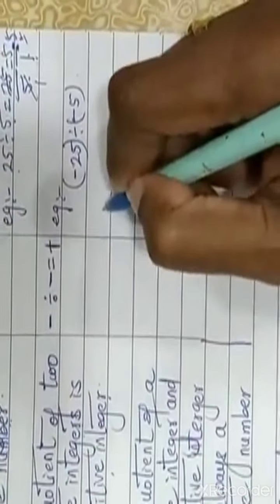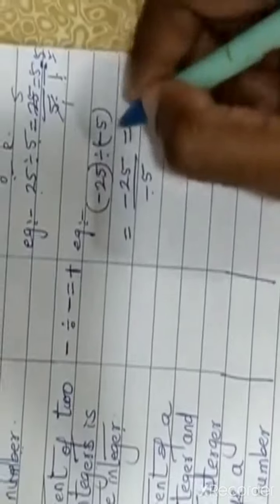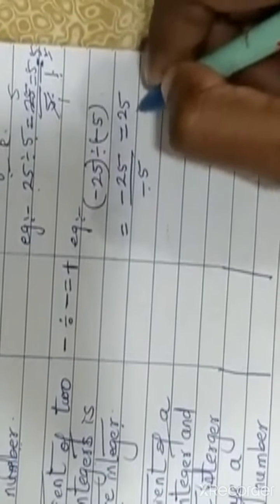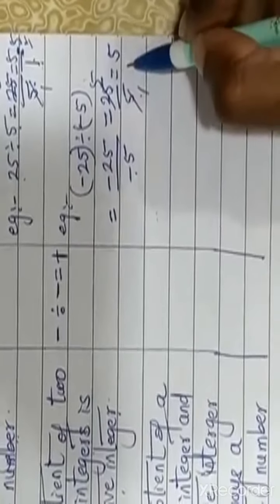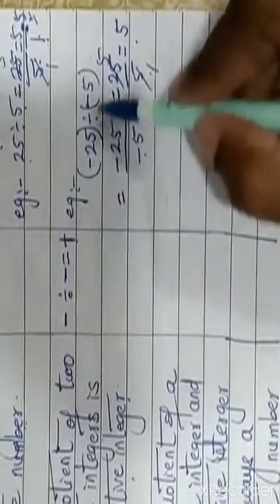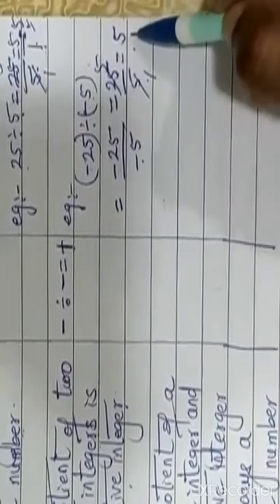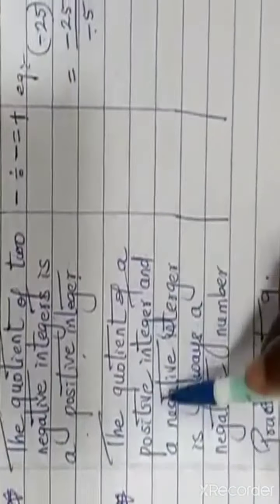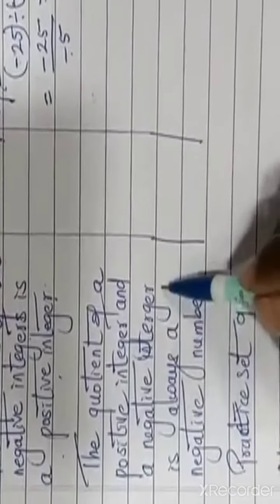First you have to arrange in fraction form, that is minus 25 upon minus 5. The minus minus becomes plus. So we'll write the numbers with plus sign. 25 upon 5, 5 fives are 25. So the quotient obtained is also a positive number. When we divide two negatives, we get the quotient positive. See the last rule. The quotient of a positive integer and a negative integer is always a negative number.